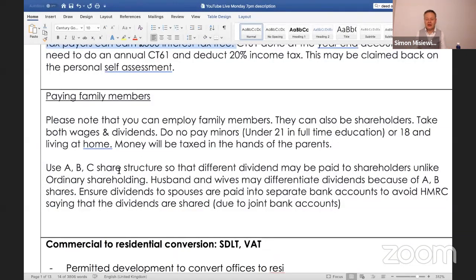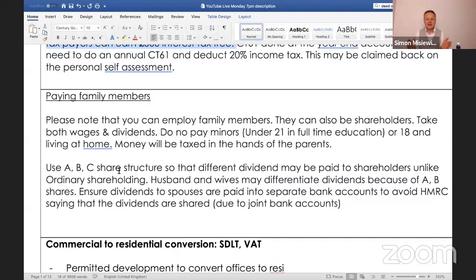Paying family members, I love this one. Paying family members. Can you pay your children? Can you pay your spouse? The answer is yes, and yes, and yes. However, okay, let's just think about this. Paying a spouse, that's easy.